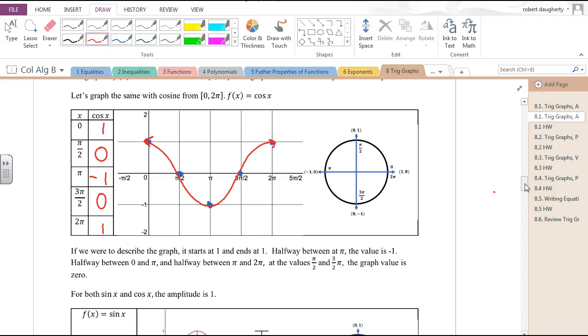Okay, so the sine graph starts at 0, ends at 0. Halfway in between, it's at 0. Halfway between the first 2 points is 1. Halfway between the second 2 points is -1. Cosine starts at 1, ends at 1. Halfway in between, it's at -1. Halfway between these first 2 points, I'm at 0. Halfway between the second 2 points, I'm at 0. So if you can describe the graph in that way, it helps you when this graph moves around and moves to different places, okay?